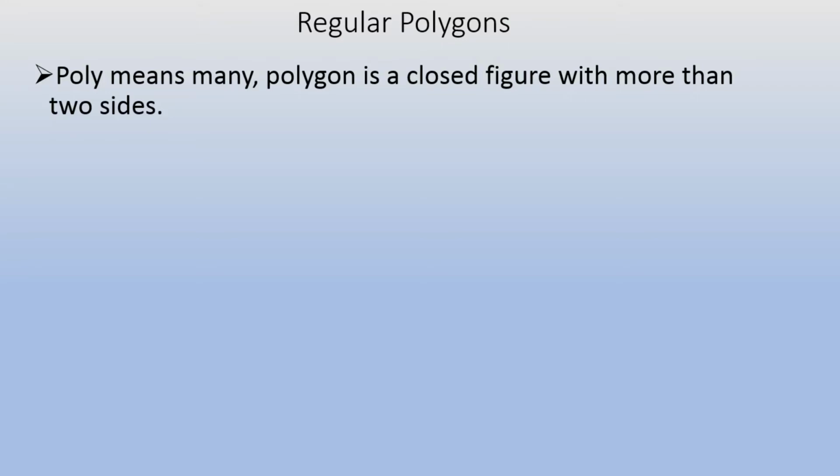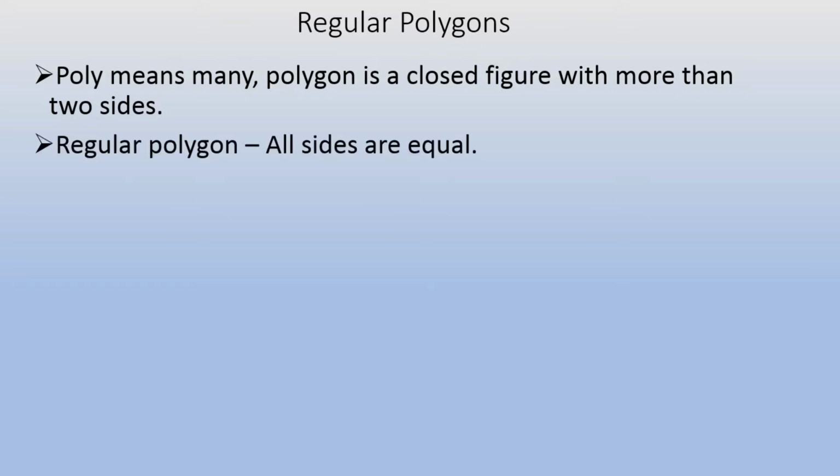Poly means many, and polygon is a closed figure which is having more than two sides. That means if a figure is having say 3 sides, it will be called triangle, 4 sides square, in this fashion. So polygon means a closed figure which is having more than 2 sides. This is very important. Polygon should and must be closed, and it should have more than 2 sides.